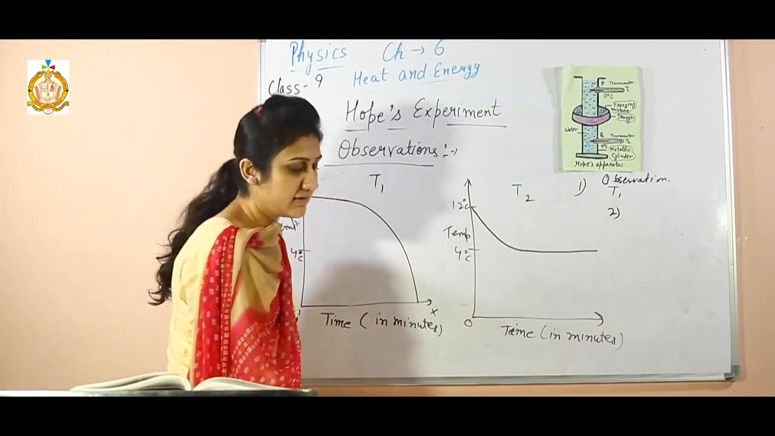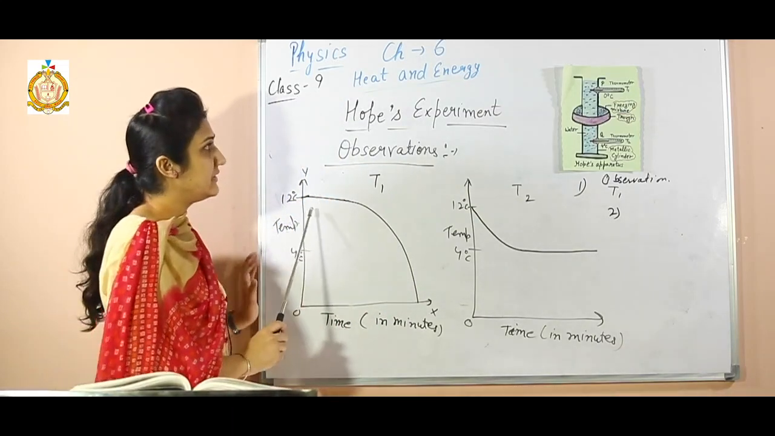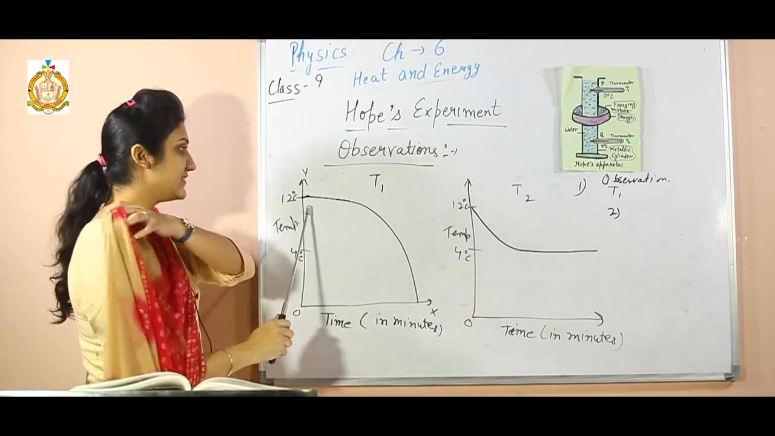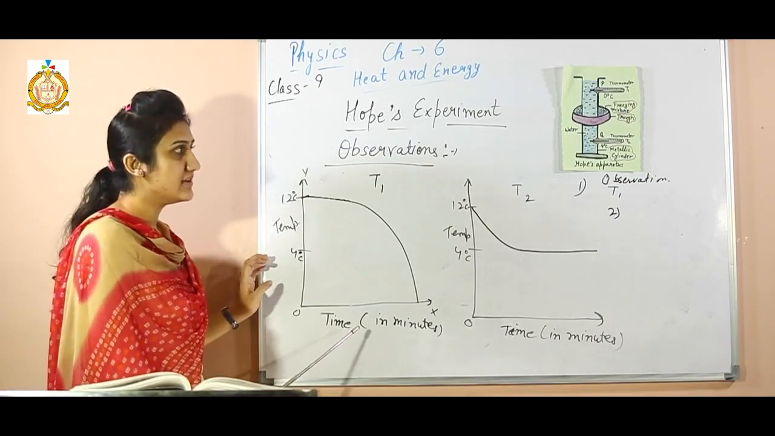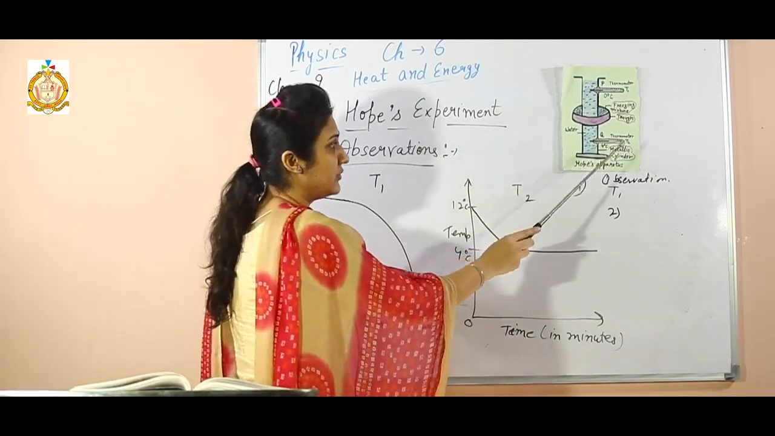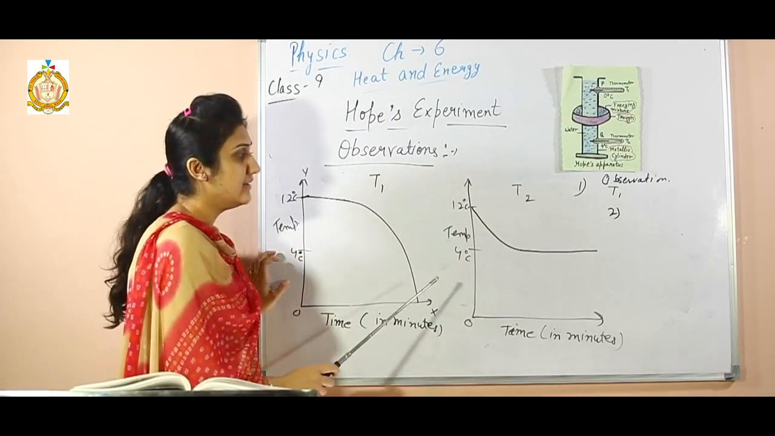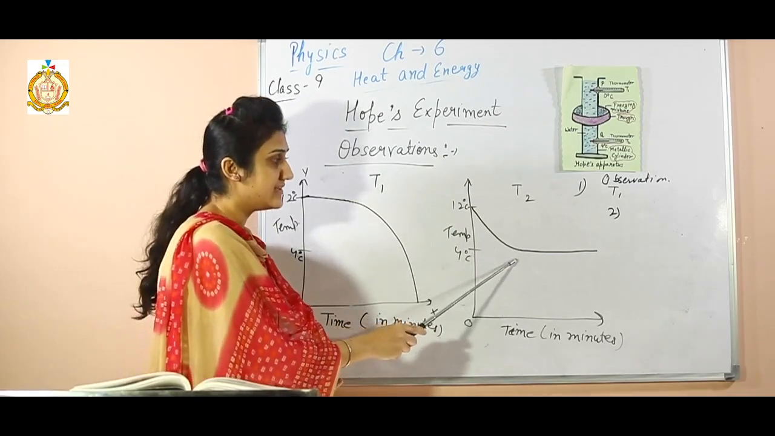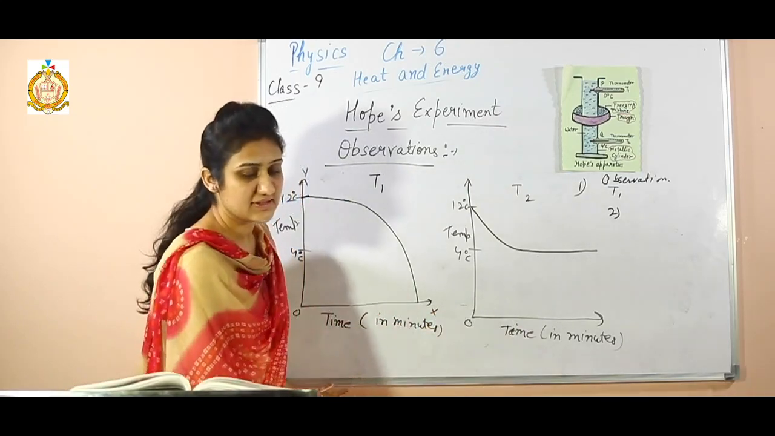So these are the graphs for the Hobbes experiment. First the thermometer T1 is showing 12 degrees Celsius temperature, that is room temperature. Then it is falling in temperature with time. As the time is increasing, it falls to 0 degrees Celsius. And for the thermometer T2, first it was at 12 degrees Celsius and then it started decreasing. How much did it decrease? It decreased up to 4 degrees Celsius and further it remained constant at 4 degrees Celsius.